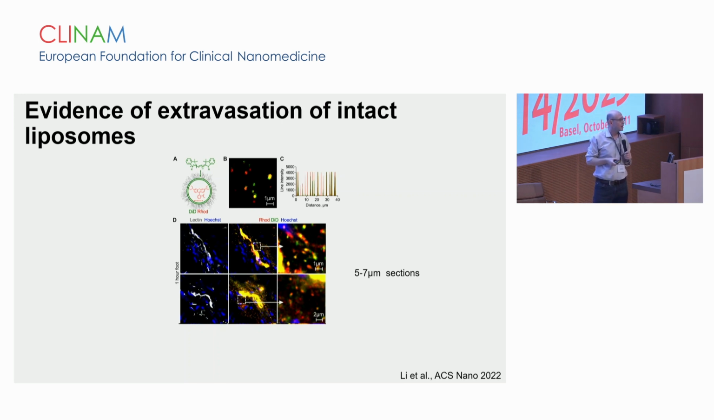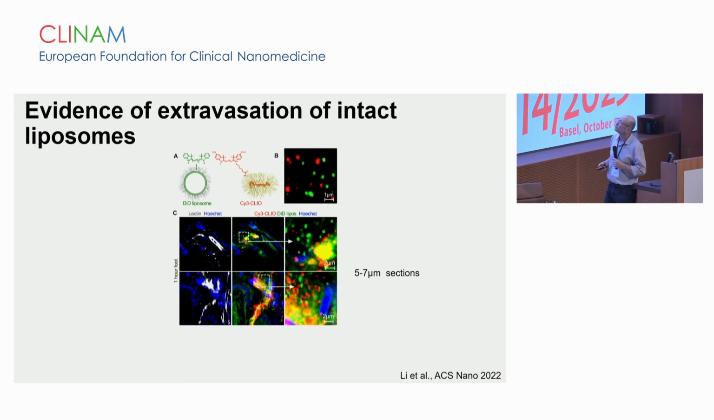It looks like almost intact particles are getting out of the blood vessels, but you also see some smear of the fluorescence. It looks like there are 2 modes of extravasation. One is individual particles, liposomes, and the other is diffusion of the dye from the blood vessels.